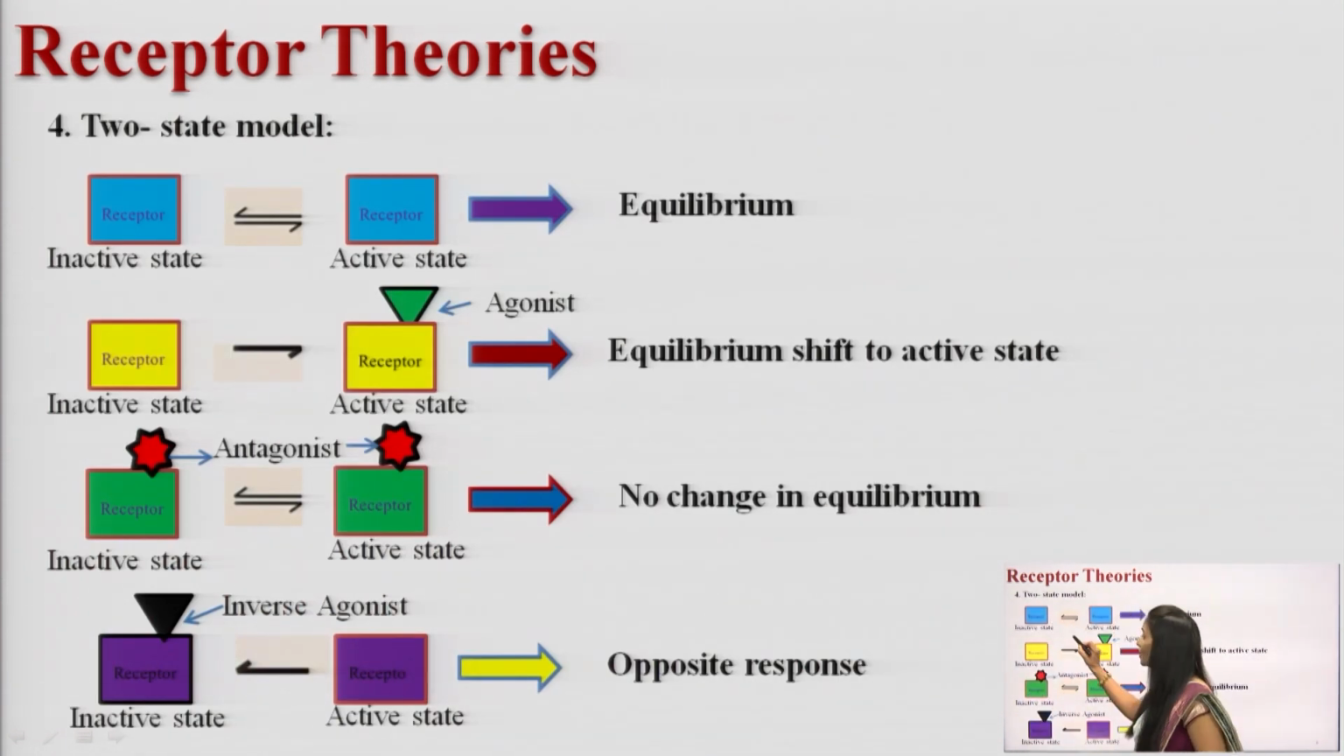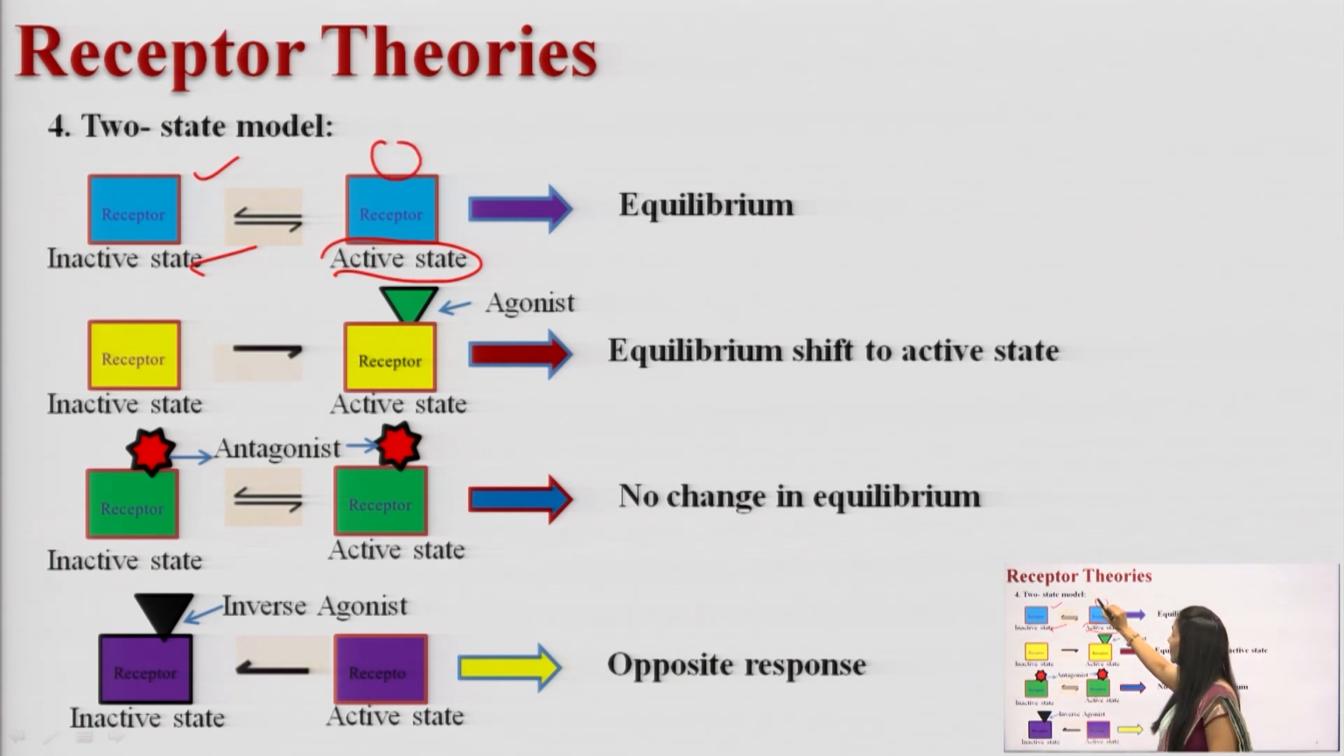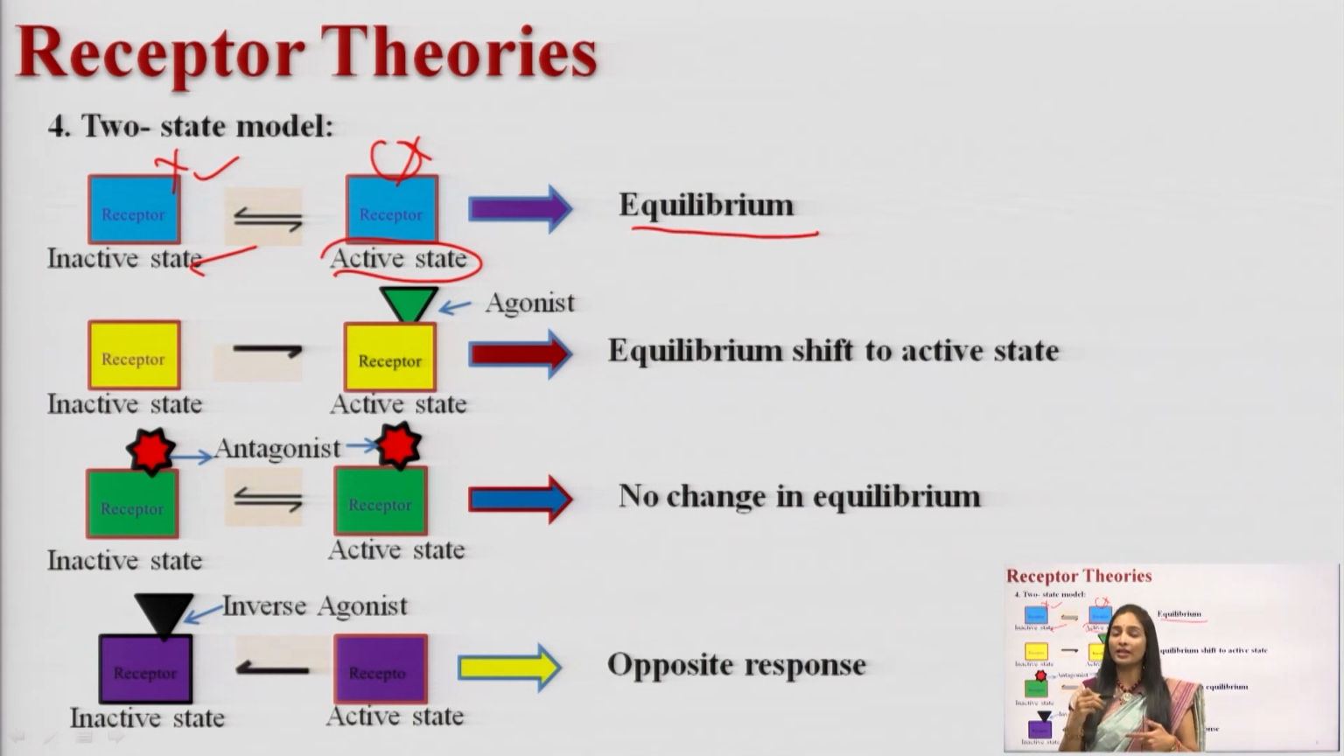Okay, next we will see the two-state model theory. In the first picture, this is the receptor in an inactive state, and next one is an active state. Here there is no drug, in both the active state and the inactive state, there is no binding of a drug. Then what state will it be? It will be in an equilibrium state. If no drug is occupying the receptor, whether active or inactive, the equilibrium will exist.